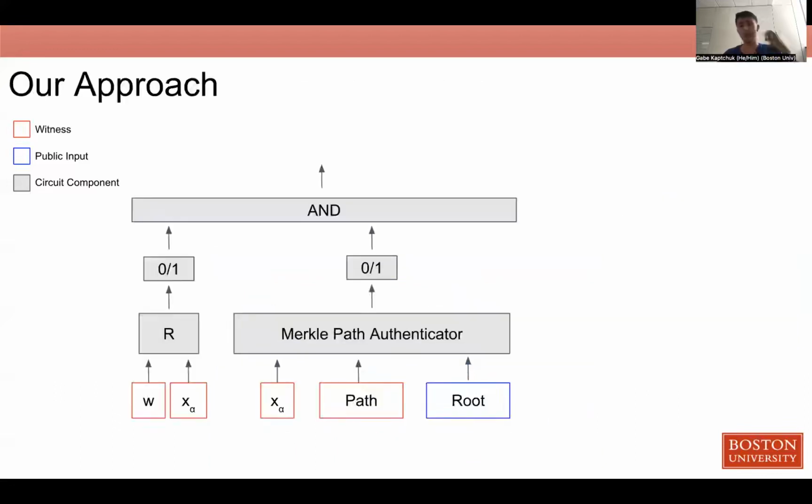So what we're going to do in our work is take this basic Merkle tree approach. What we're going to try and do is take the Merkle tree authenticator and move it outside of the circuit that's going to be evaluated inside the MPC in the head. And because it's going to be outside, we're not going to need to represent it as gates, and we're going to be able to run it at hardware time.